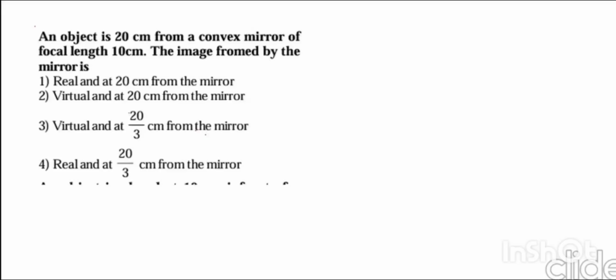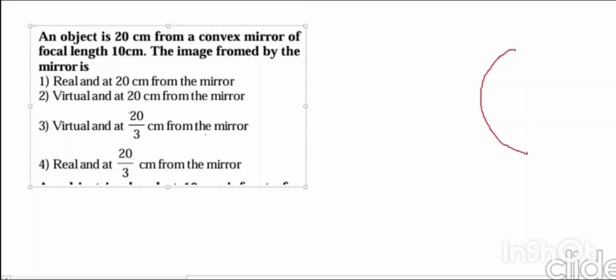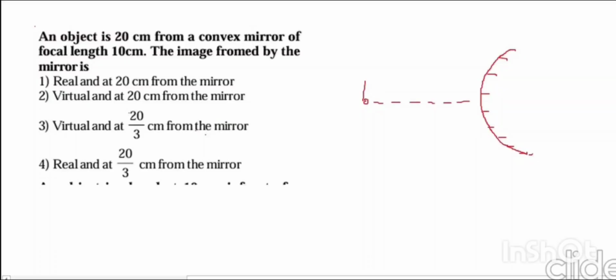So my dear students, based on what we have learned just now, let us see a numerical based on that. In this problem, he is talking about a convex mirror, and the object is placed at a distance of 20 centimeters from the convex mirror.